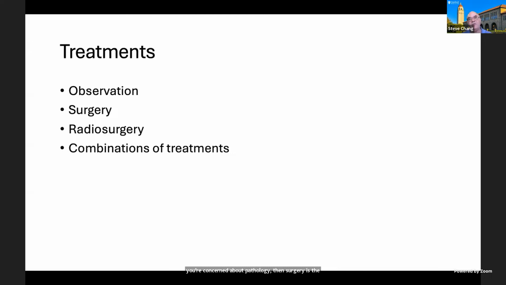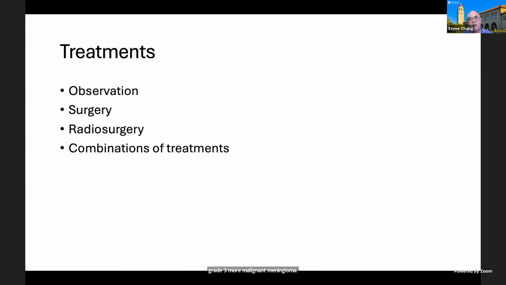Surgery immediately removes the mass. The pathologist can confirm whether it's a meningioma or one of those mimics that we just covered. And even if it is a meningioma, the pathologist will tell you, are you dealing with a grade 1 benign tumor or a grade 3 more malignant meningioma?